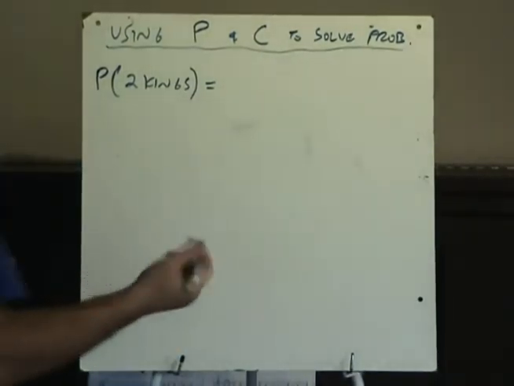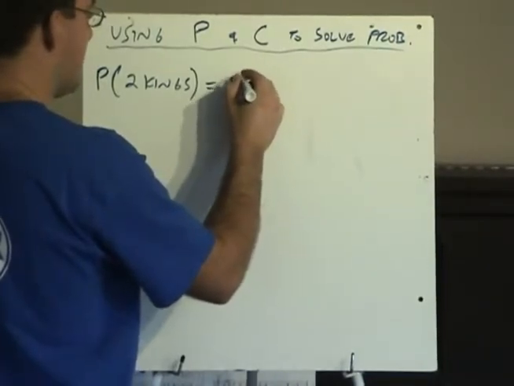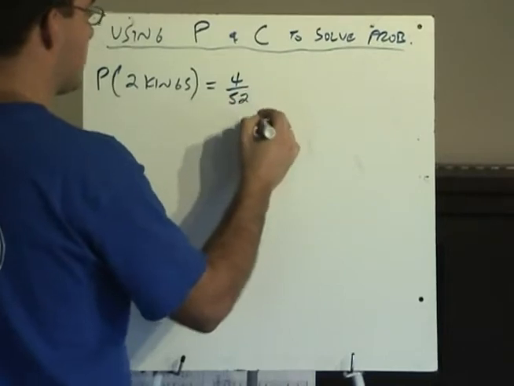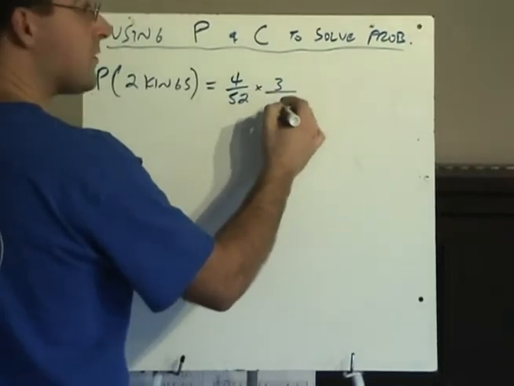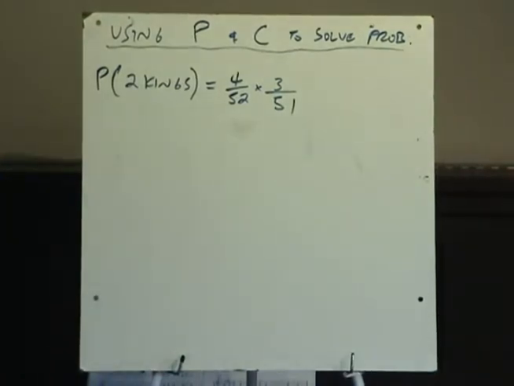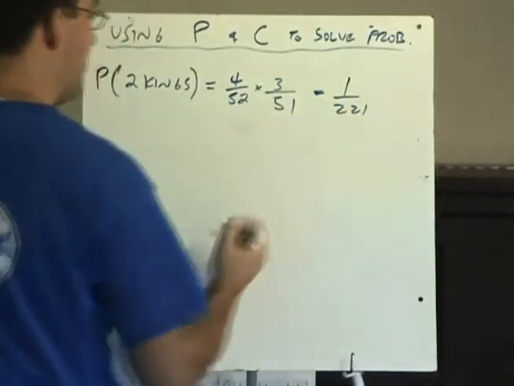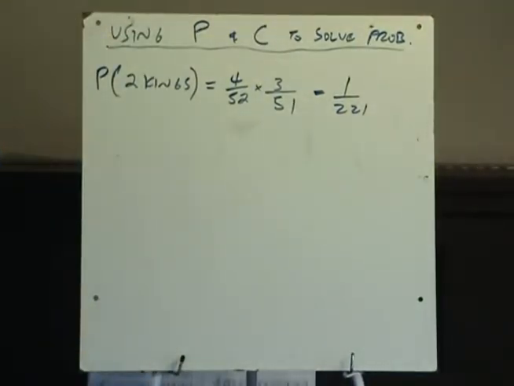The old way, or one way of doing it, would be to say, well, the probability of drawing the first king would be 4 out of 52, because there's 4 kings in the deck. And then the chance of getting the next king would be 3 out of 51. What do we do on the calculator? 4 out of 52 times 3 out of 51 is 1 in 221 chance of getting 2 kings.